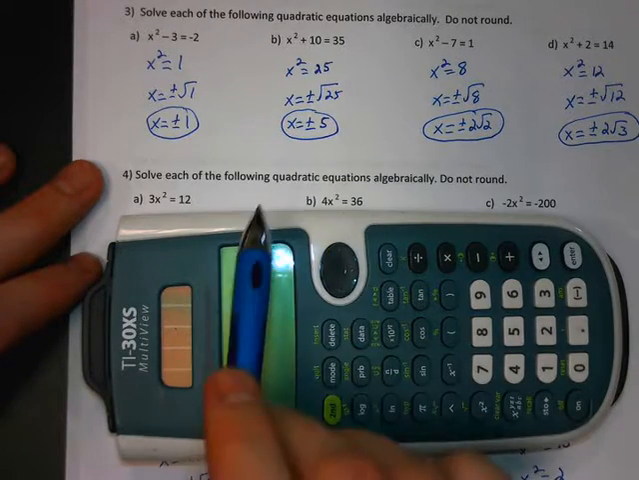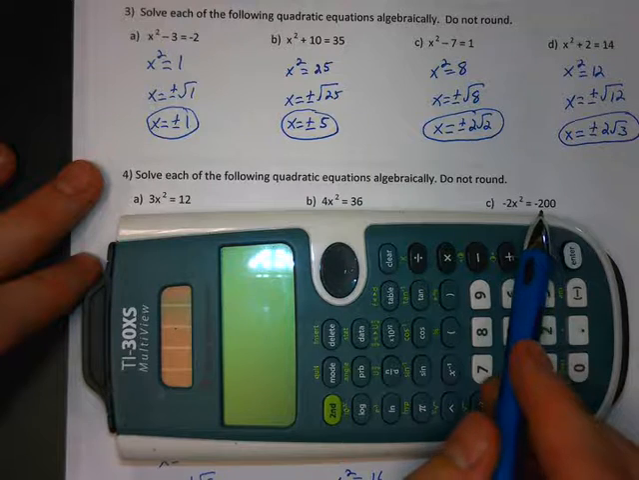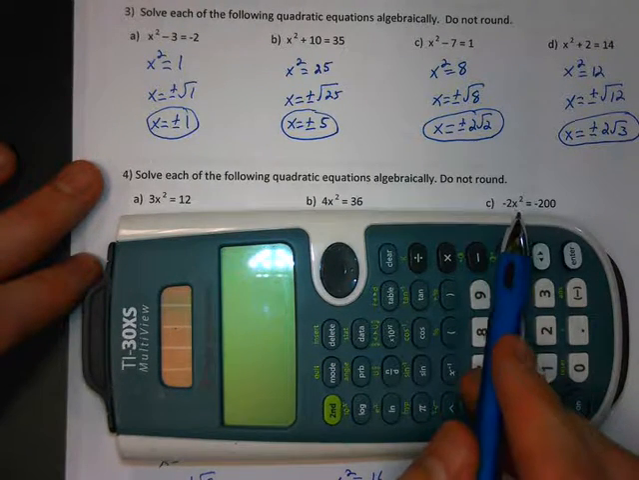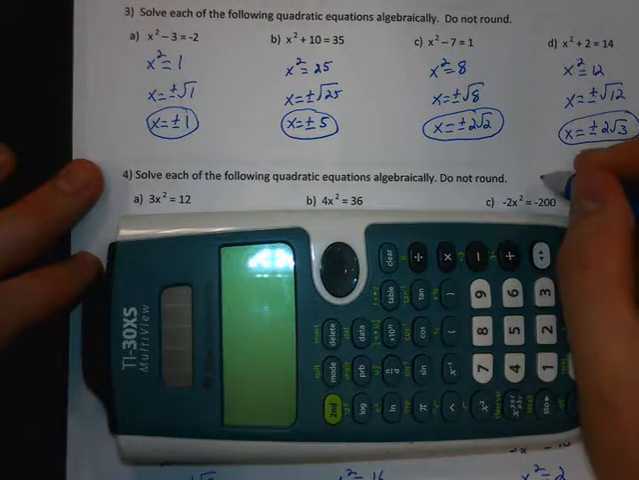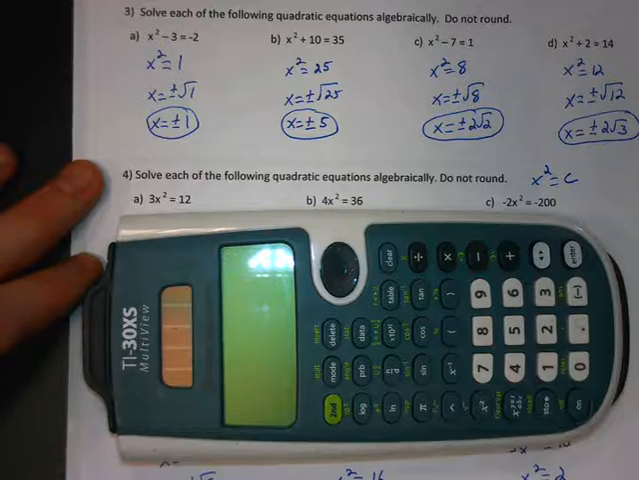Okay, and some of these you notice how, like in part C, we have negative 2x squared equals negative 200. Well, this one you need to divide by negative 2 first. So again, the whole idea is you want to isolate the x squared. X squared equals some constant. Get it down to that, and then apply the plus or minus square root.